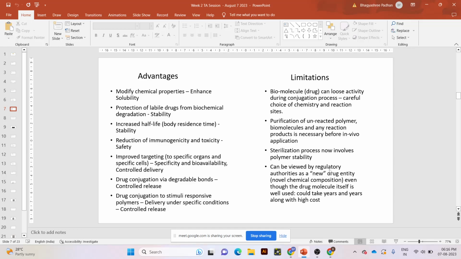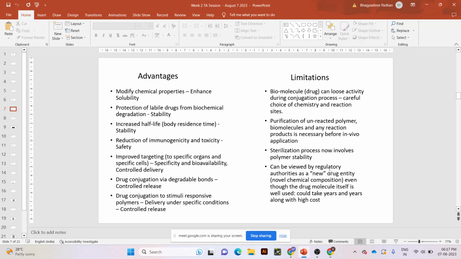And if we look at the limitations, biomolecules can lose activity during the conjugation process, so careful choice of chemistry and reaction sites is needed. So if one of the reaction sites is blocking the drug receptor, or is blocking the reactivity of the drug, then it can actually lose its activity. Then purification of unreacted polymer, biomolecules and any reaction products is necessary before in vivo application.